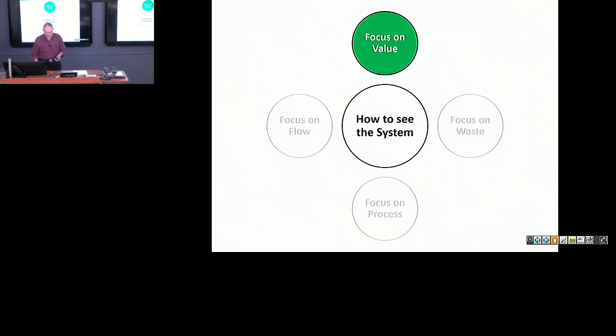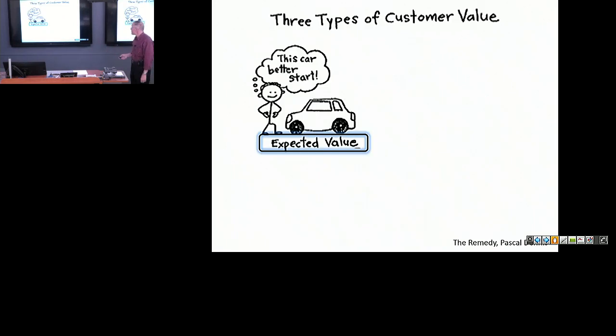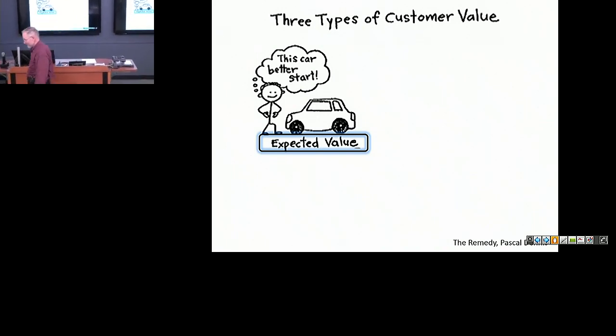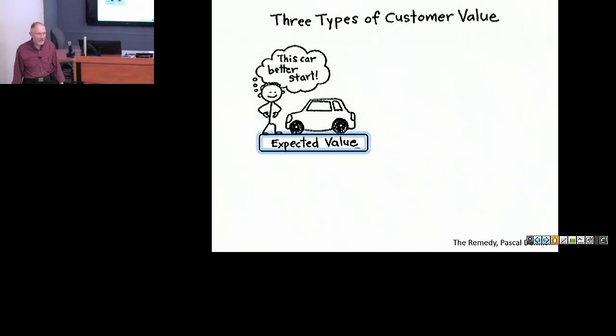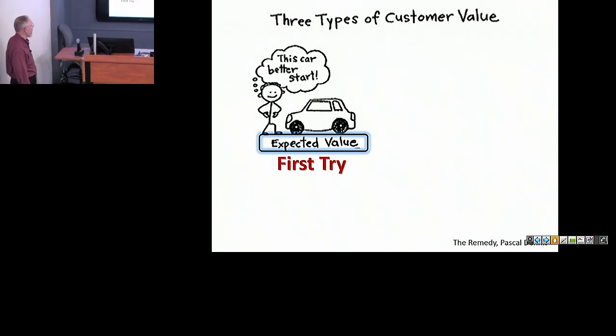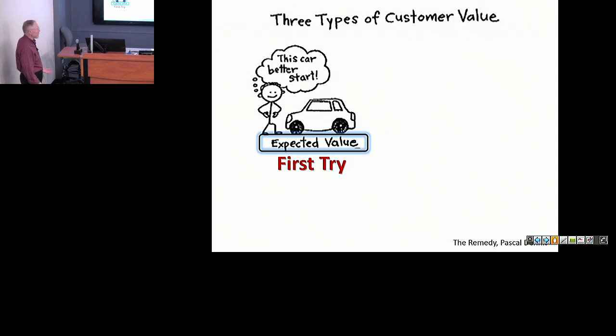Okay. So, seeing value. I want to talk about a new model: three types of customer value. Expected value. In terms of a car, I would expect that the car would start the first time I try to turn the key, right? That's an expectation.